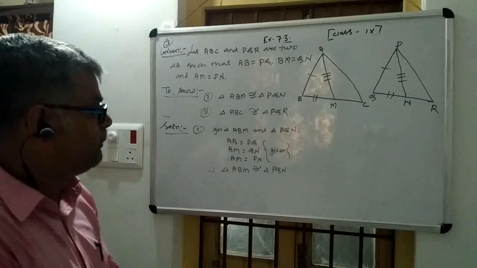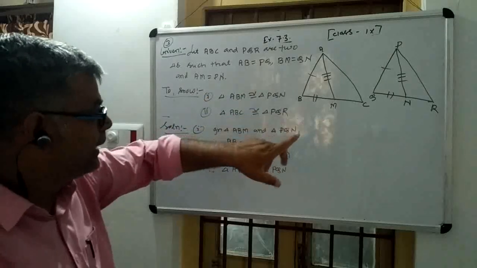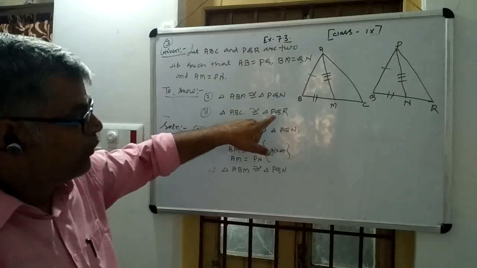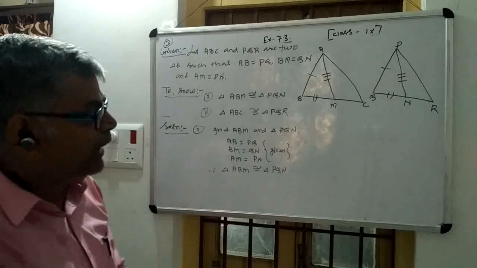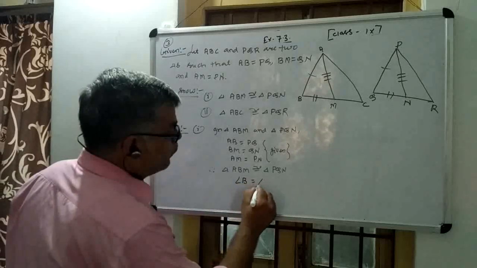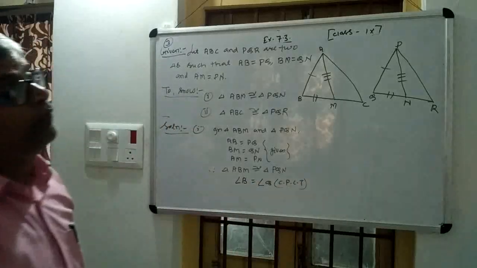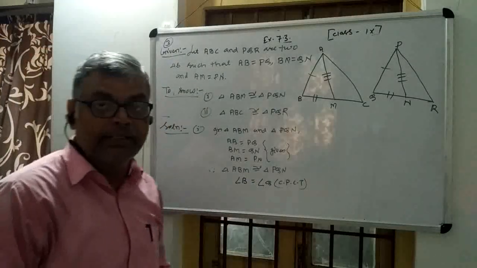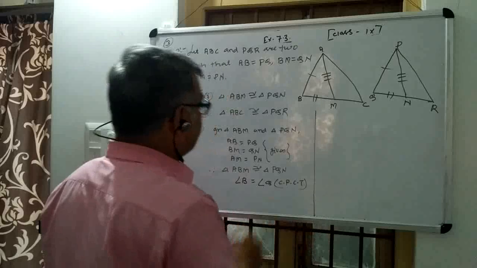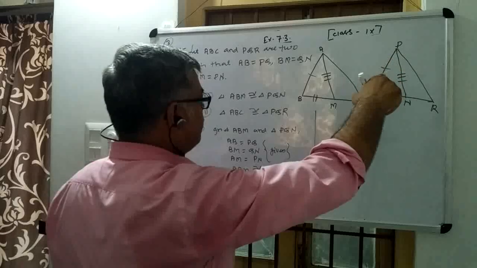And when these two triangles become congruent, now second we have to prove ABC is congruent to PQR. So when these two triangles become congruent, then you may conclude angle B is equal to angle Q by the CPCT, corresponding parts of congruent triangles. Now come to the second part. Our second part was to prove whole triangle ABC congruent to whole triangle PQR.